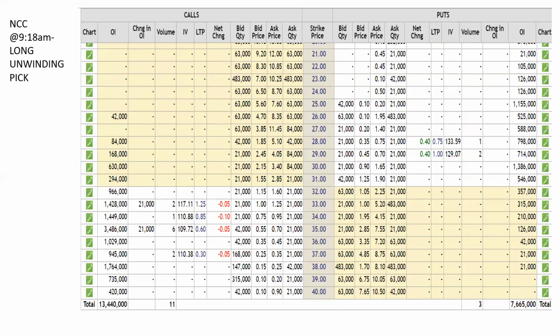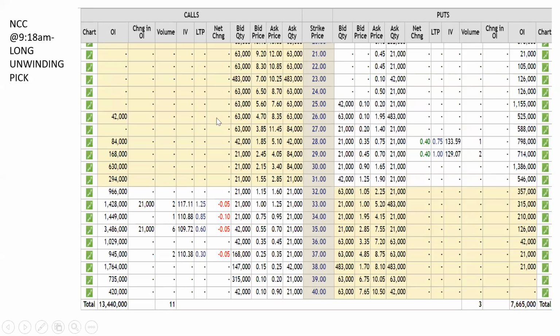NCC, we also have a resistance at 35, and the support lies at 25, and NCC was trading above 31. That means again we have limited upside, and downside is more open. And it is in this climax zone.